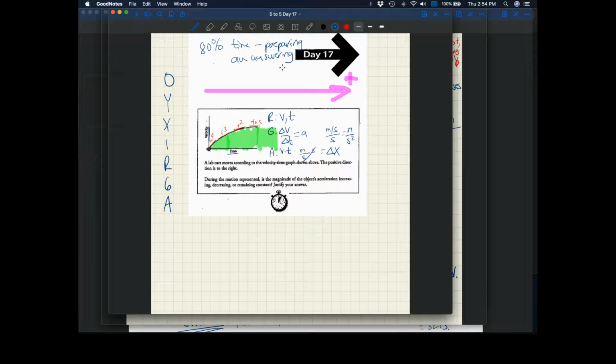So during the motion, is the magnitude of the acceleration increasing, decreasing, or remaining constant? Justify your answer. Okay. So since we've already done this work, the acceleration is decreasing. And the reason for that is the acceleration is the slope. The slope is steepest at the beginning, and it becomes less steep until the slope is 0 at the end. Aha! So now we have our justification for our answer.